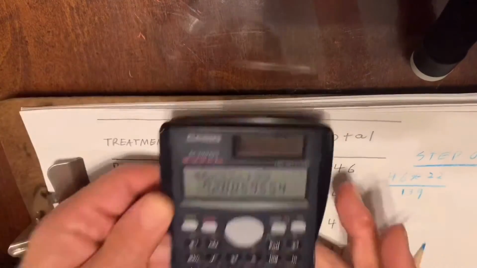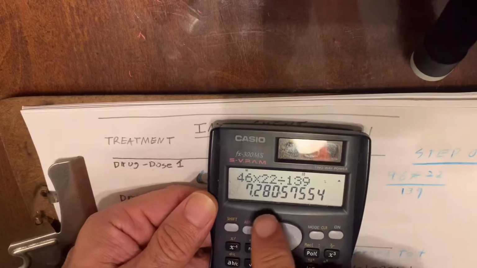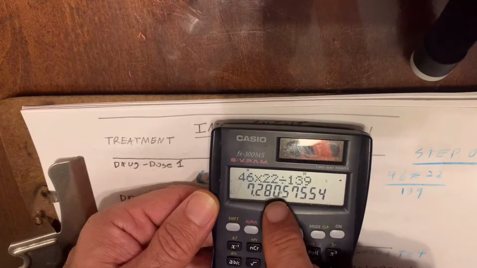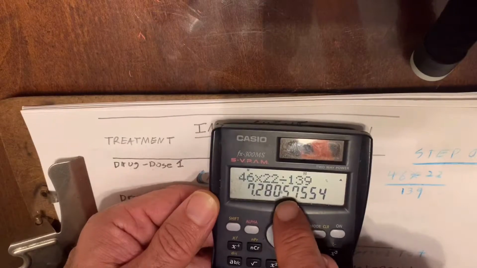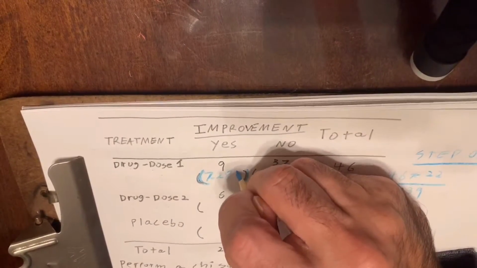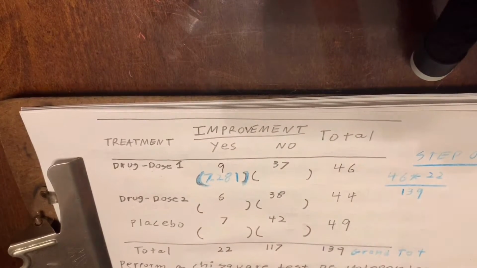7.28. And I'm only going to round it to the nearest thousandth. So if you see it's 7.28, this 0, I'm going to round up to a 1 because this is a 5. So we'll do it to the nearest thousandth. That's good enough.